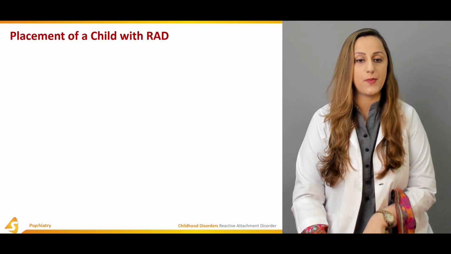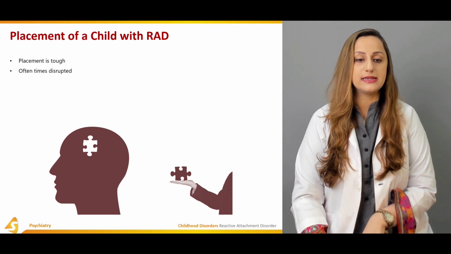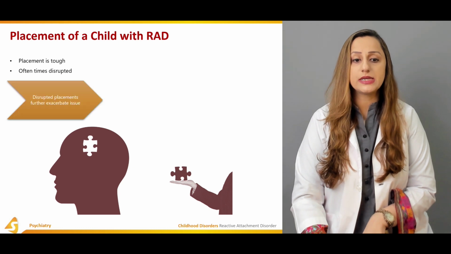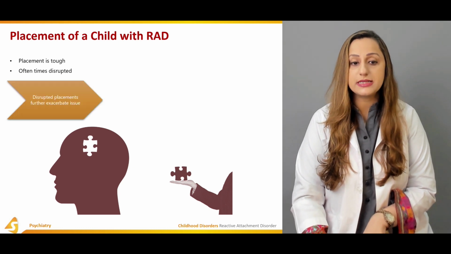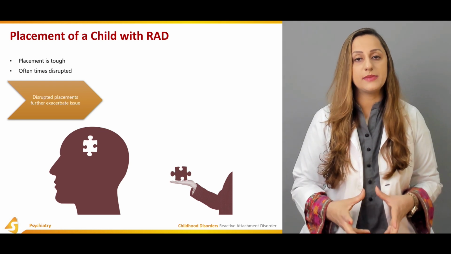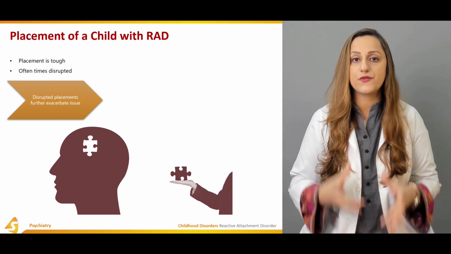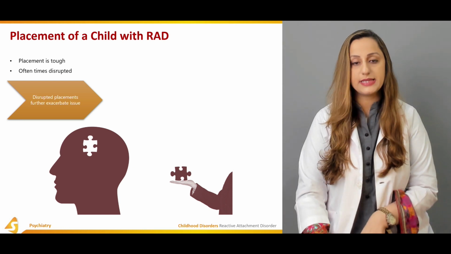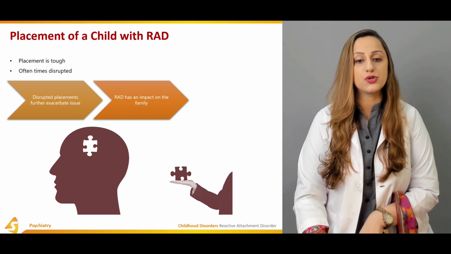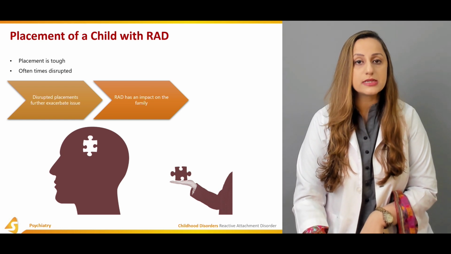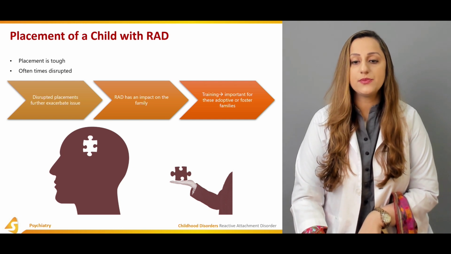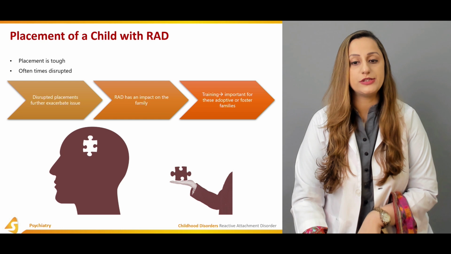Placement of a child with RAD is very important. It's quite tough most of the time and often it is disrupted. Disrupted placements further exacerbate the issues. So making the child more socially friendly is very important, as is placing the child back. RAD has an impact on the family as well, and one should consider counseling the parents and the siblings as well. Training is very important for these adoptive or foster families.